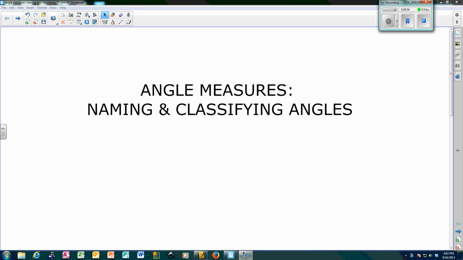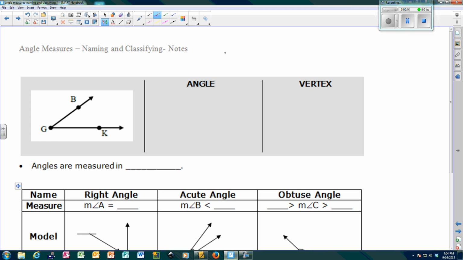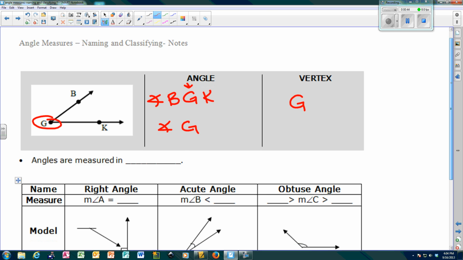Okay, today we are doing angle measures and we're going to just name and classify the angles. Starting with the definition. This is an angle, and when you're naming an angle, you name it by using where it bends. For example, the name of this angle is angle BGK, and since there's only one G, then you could also just say angle G. The vertex is where the angle bends, or the middle letter if you're only looking at the letters.